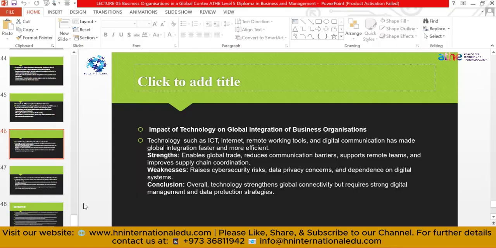For 3.2, technology such as ICT, internet, remote working tools, and digital communication has made global integration faster and more efficient. The good points are: enables global trade, reduces communication barriers, supports remote teams, and improves supply chain coordination. This is the main purpose. We are utilizing tech in each and every component of the industries and the organization. However, it raises the problem of what? We have the cybersecurity problem, data privacy concerns, data leakage, breaches, and dependence on the digital system.